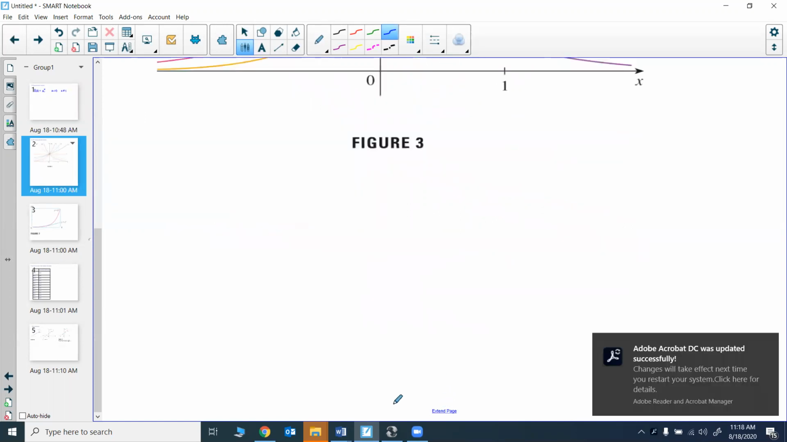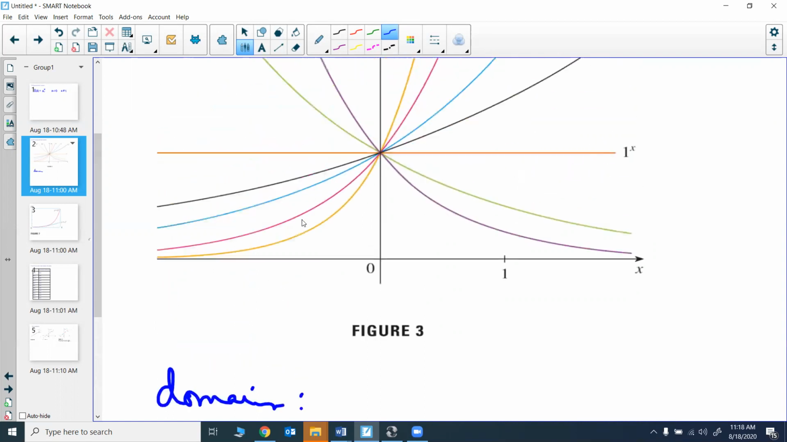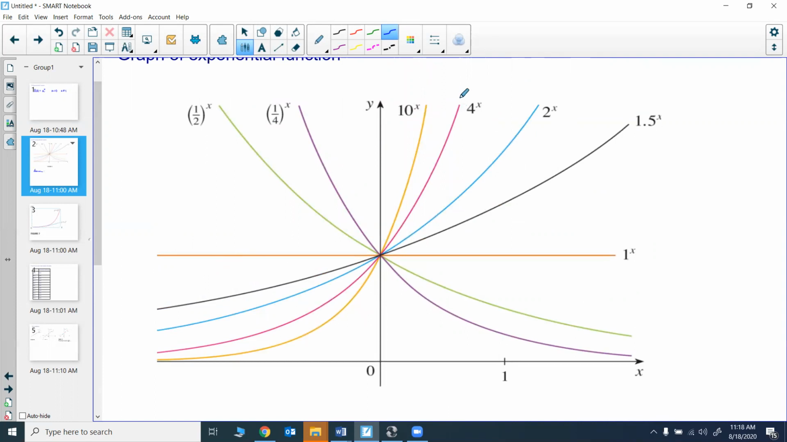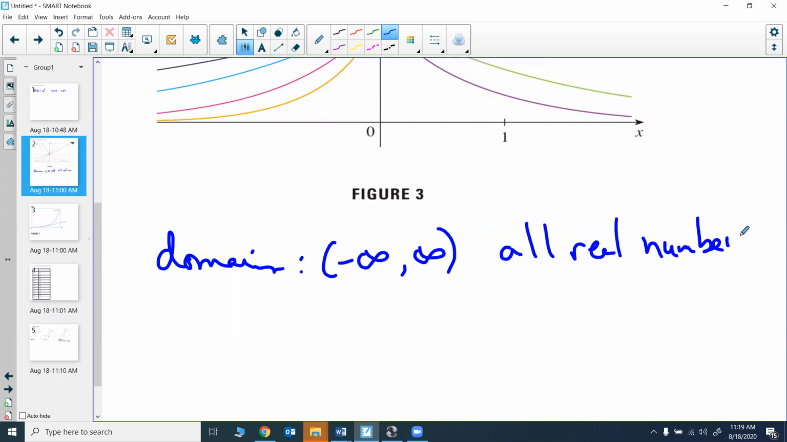So I want to talk a little bit about these graphs and what's going on with them. There's a couple of things I want to talk about. I want to talk about the domain. The domain of an exponential function: if I look at these graphs, I don't see any places where there's any issues. There's no values I can't use. So that means my domain is all real numbers. You can either write it as negative infinity to infinity, or you can write all real numbers. It's up to you. That's a little long to write, so mathematicians have a symbol for all real numbers. It looks like an R with a fancy little line on the front of it.